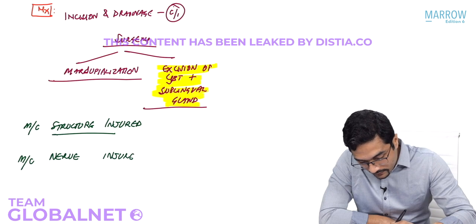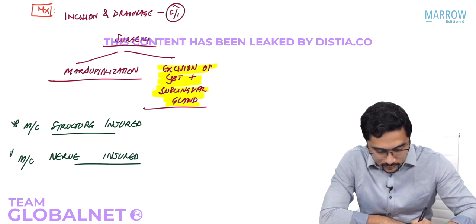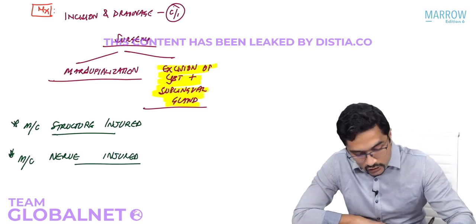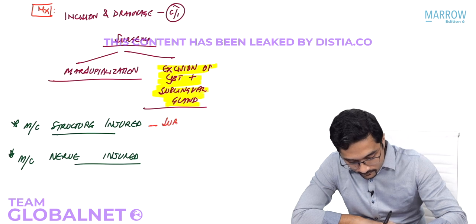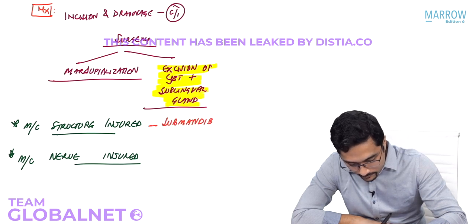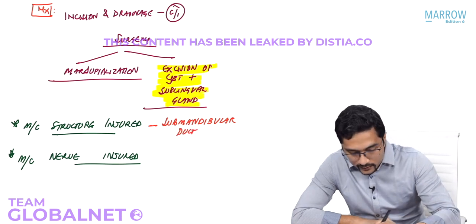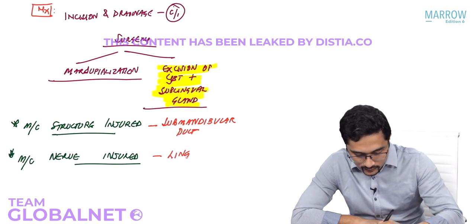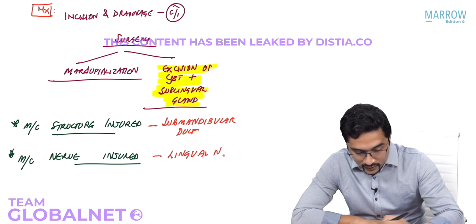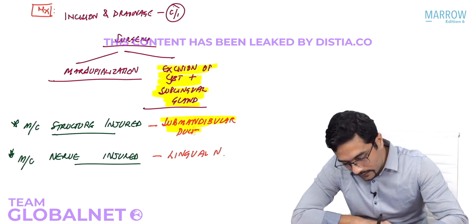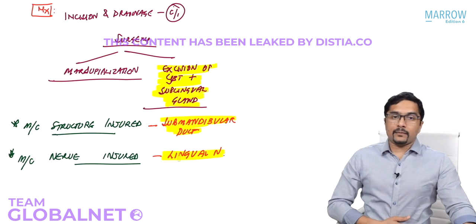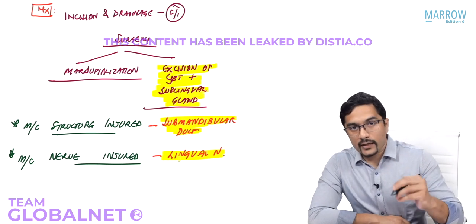So don't get confused between the two questions. Both have been asked multiple times in the exam. The most common structure injured is the submandibular gland duct, but the most common nerve injured is the lingual nerve. Right? So no confusion between the two questions. They both have been asked multiple times in the exam. So this was regarding a ranula.